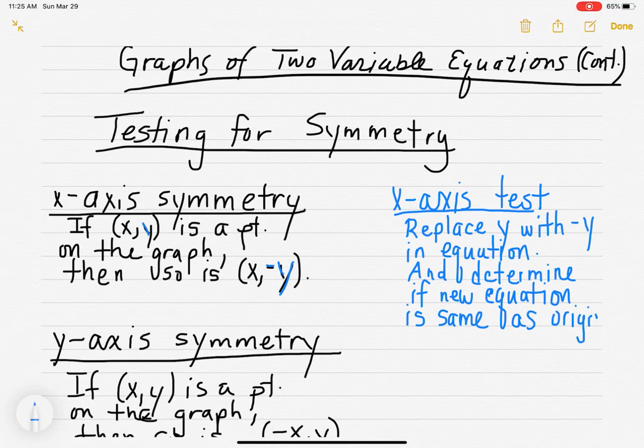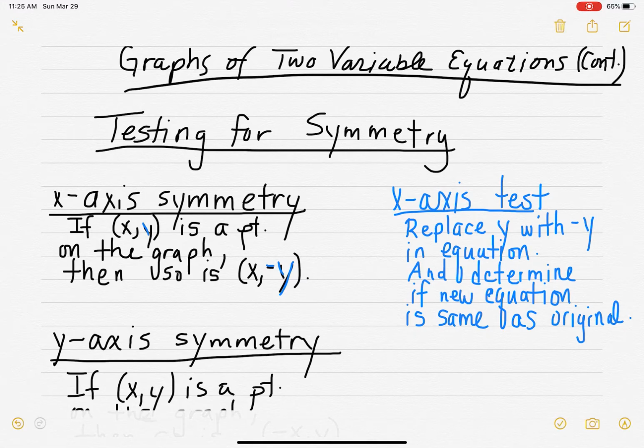Yeah, so the idea is it shouldn't matter whether y or negative y is there. They should be the same. The new equation with negative y should be the same as the original equation with just ordinary y. So if they are the same, then you have x-axis symmetry. If they're not the same, then you don't have x-axis symmetry.